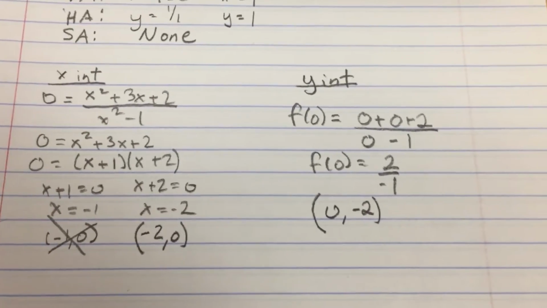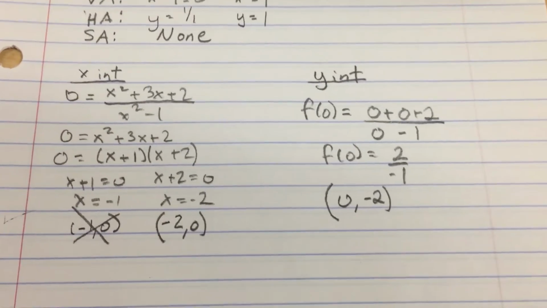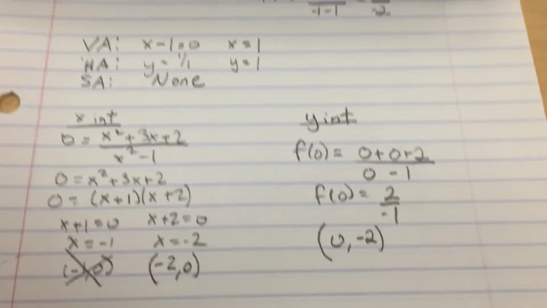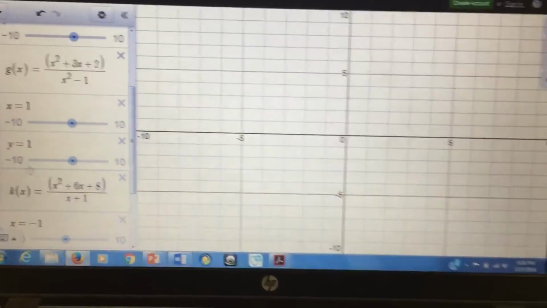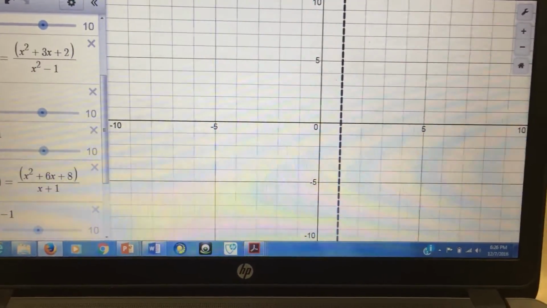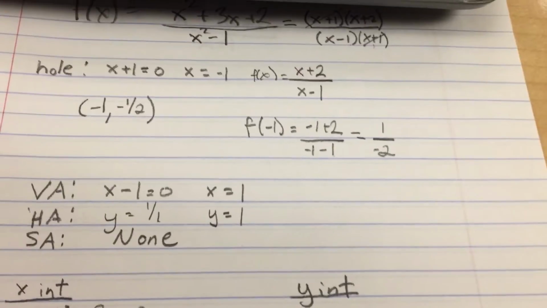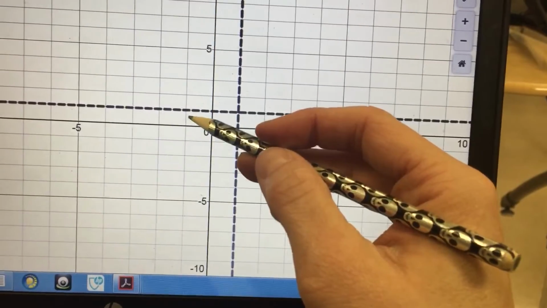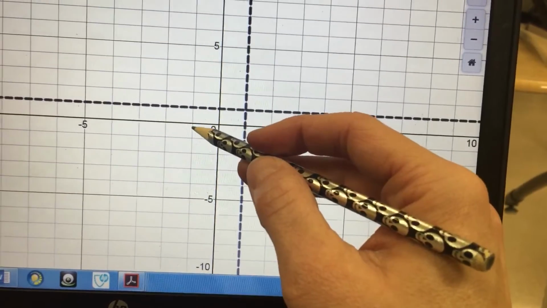So again, now before we state our x-intercepts and our y-intercepts and our domain and our range, let's see what this graph would potentially look like. So the first thing I want to do is plot my vertical asymptote and my horizontal asymptote. X is equal to 1. Y is equal to 1. And remember that I had a hole at (negative 1, negative 1/2). So technically, I would be graphing this. Here's negative 1, and negative 1/2 is probably somewhere right about here. I would be drawing this as a little hole right here.